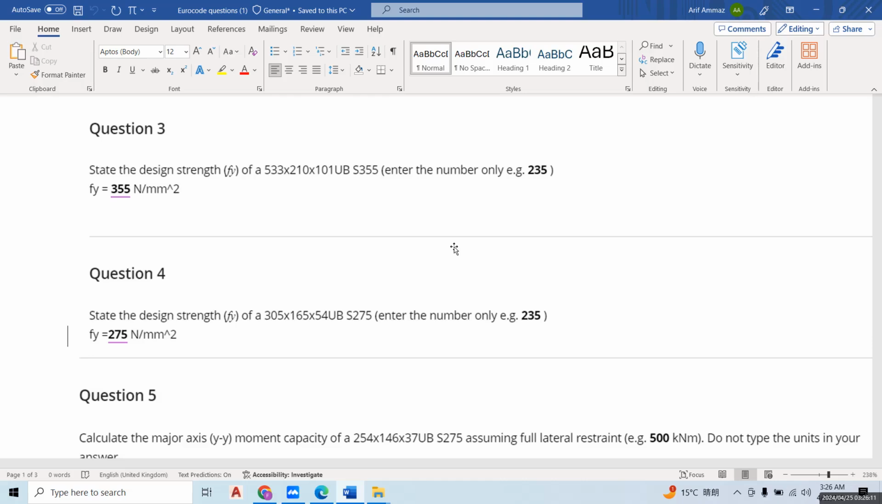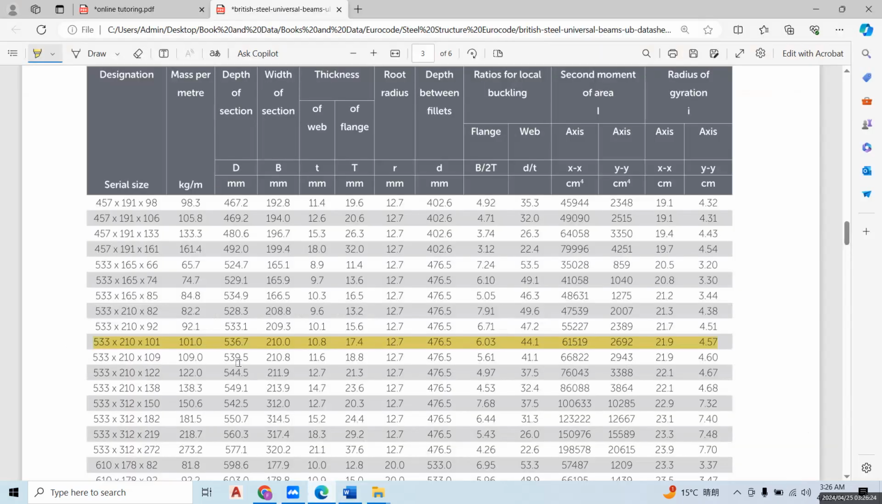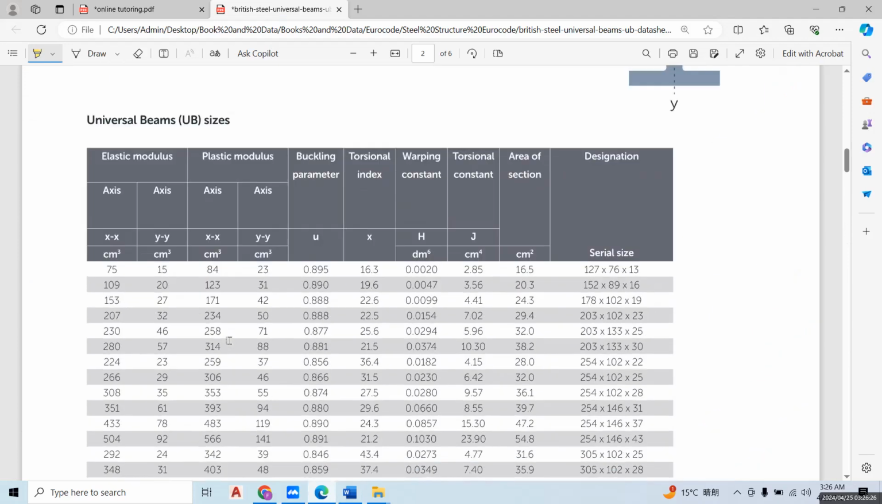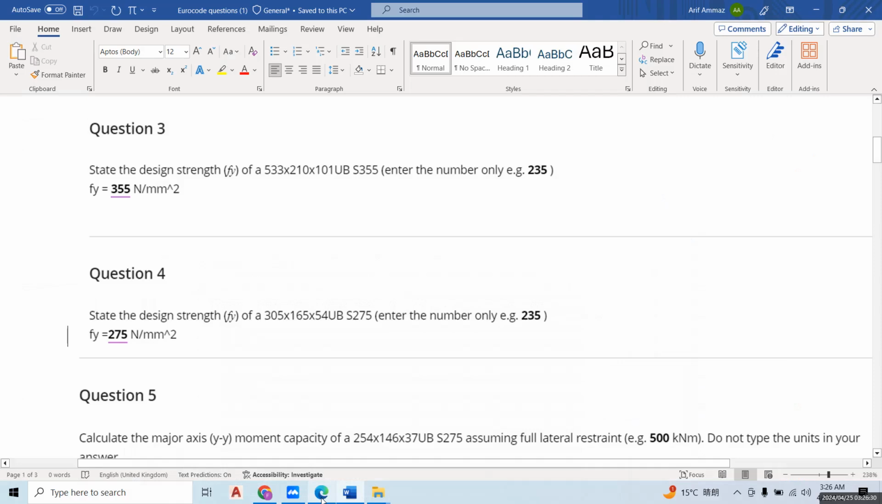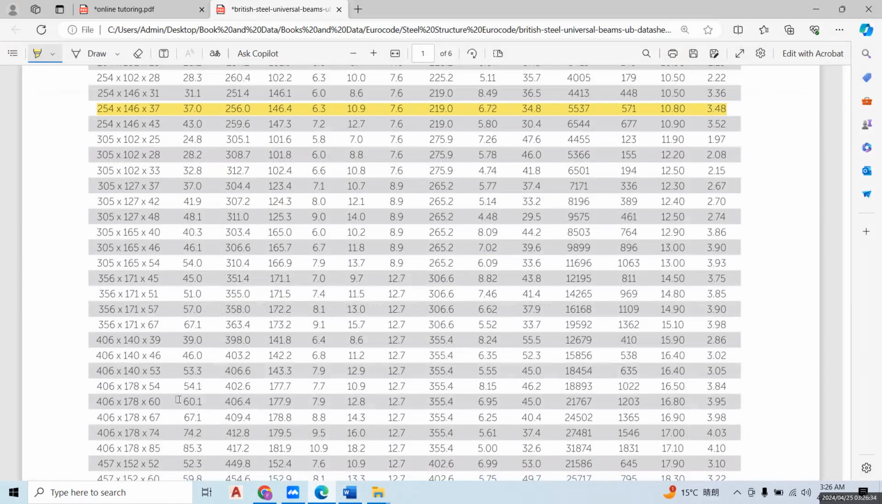So should we proceed? Yes. Okay, now go to the next question. State the design strength. Again, we have to see the design strength. 305, 165, and 54.